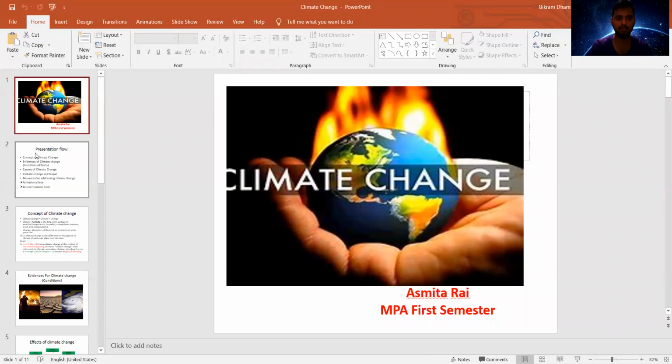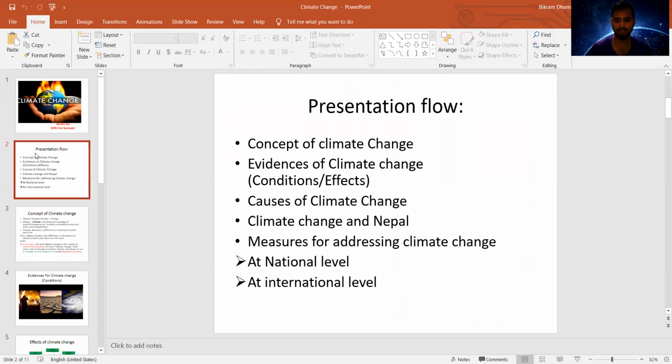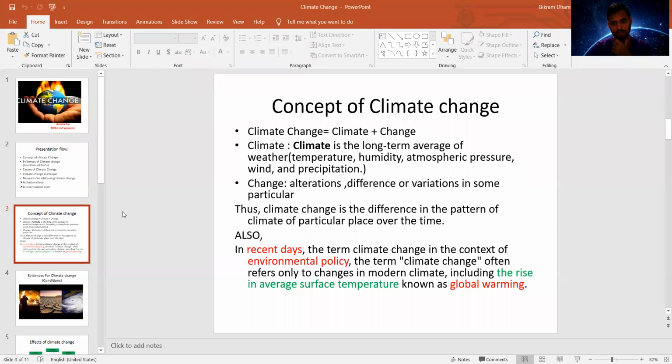The presentation flow will be something like this. Firstly, we will discuss the concept of climate change: what is climate change? Then the evidence of climate change, that means those factors which indicate that there is climate change, we will be seeing that. Next is the causes of climate change. Then we will relate climate change to Nepal: what are the conditions, what are the impacts, and how is Nepal trying to cope with climate change? And finally, the measures for addressing climate change at the national and international level. So let's start with the concept of climate change first.